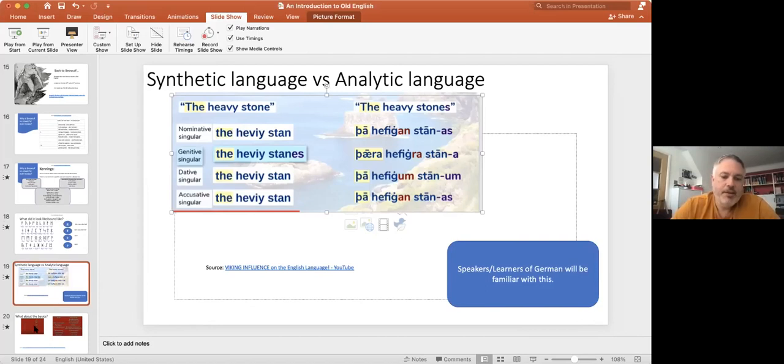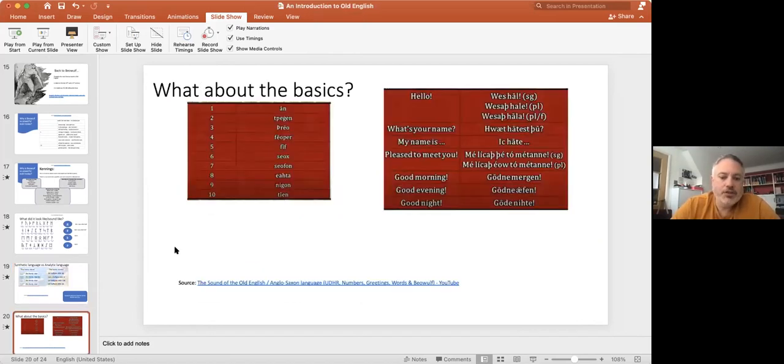Okay, a little bit of Old English, just in case we do get our hands on a time machine and we head back. Here are some Old English basics. So 1 to 10 are an, twegen, threo, feower, fif, six, seofon, eahta, nigon, tien. You can see the echoes of modern English, definitely, but also modern Dutch and modern German, which are very close to this.